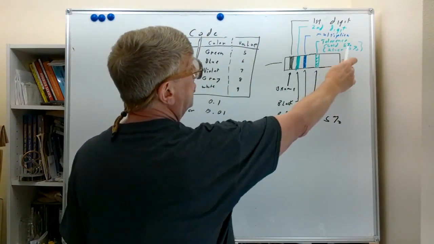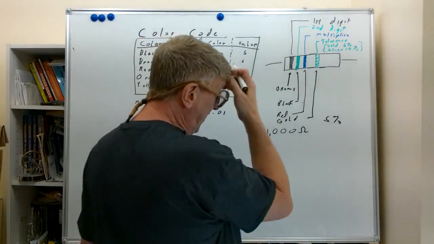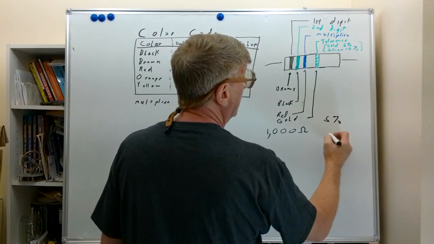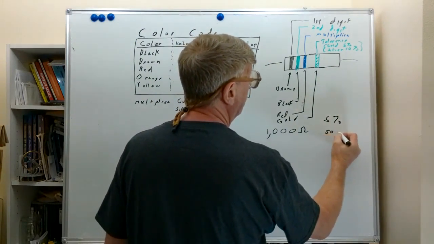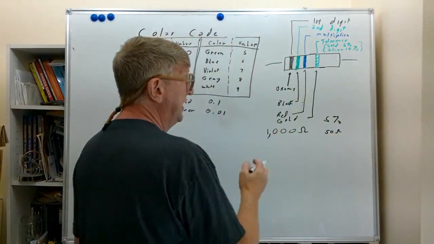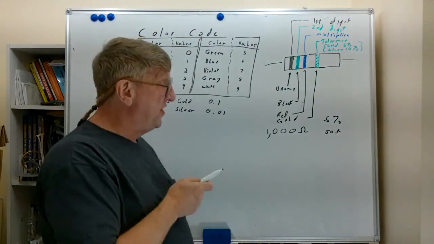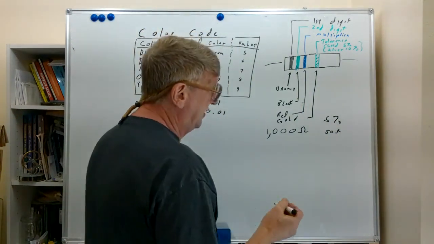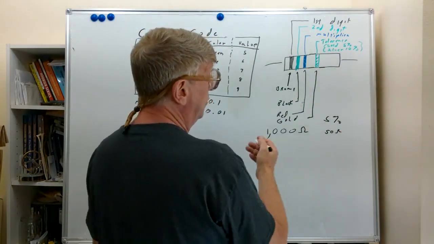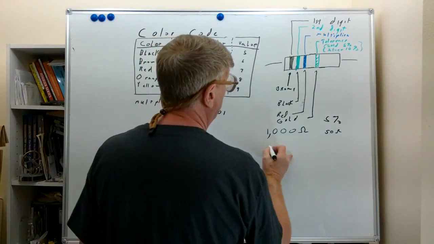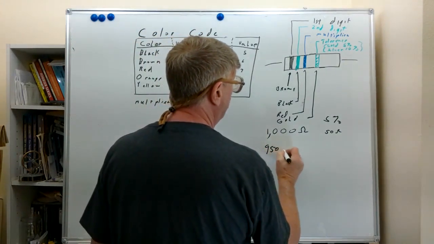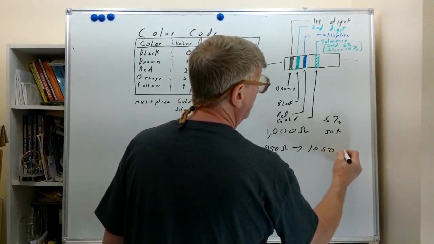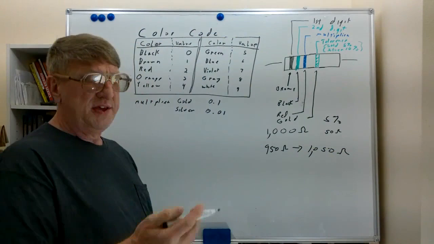You see you've got tolerance, gold 5%, silver 10%. Well, 5% of 1,000 ohms is equal to 50 ohms. So if we had brown, black, red to indicate a 1,000 ohm resistor, and we had a gold stripe indicating its 5% tolerance, this could be 1,000 ohms plus or minus 50 ohms, so it could be 950 ohms to 1,050 ohms and still be within tolerance.